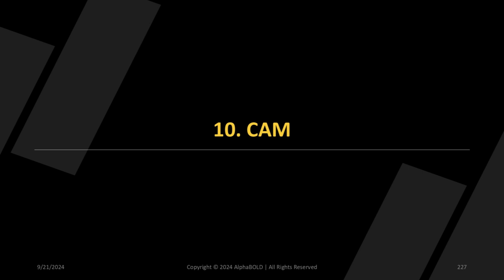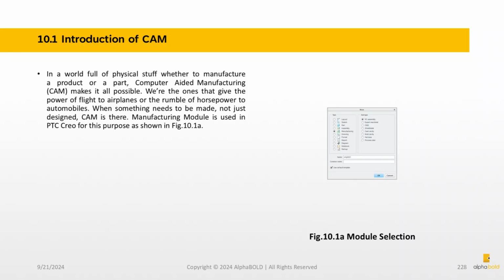Computer-aided manufacturing (CAM). In a world full of physical stuff, whether to manufacture a product or a part, computer-aided manufacturing (CAM) makes it all possible. We're the ones that give the power of flight to airplanes or the rumble of horsepower to automobiles. When something needs to be made, not just designed, CAM is there. Manufacturing module is used in PTC Creo for this purpose.